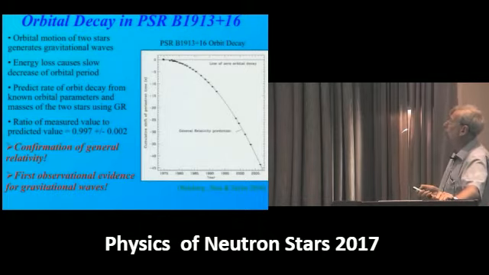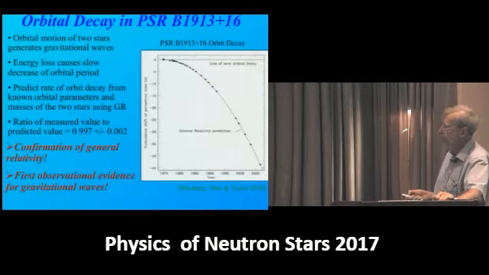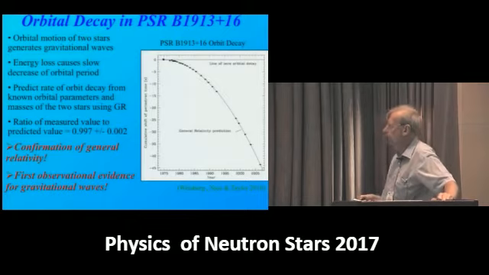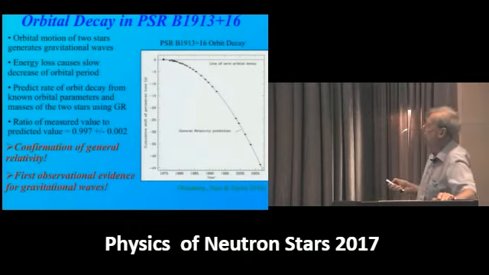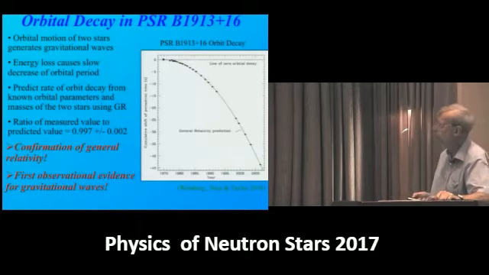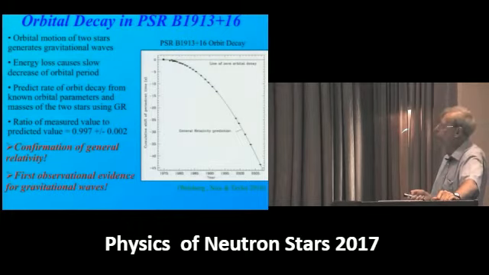And this is a well-known figure for this prediction of the orbital decay in the Hulse-Taylor binary, and GR predicts it precisely. So this was not only a confirmation of general relativity, but it was the first observational evidence for gravitational waves, because gravitational waves are the energy loss process that causes the orbit to decay. So that's a very famous result.